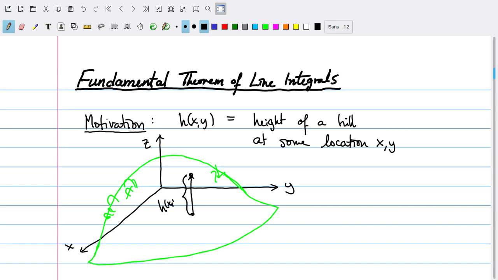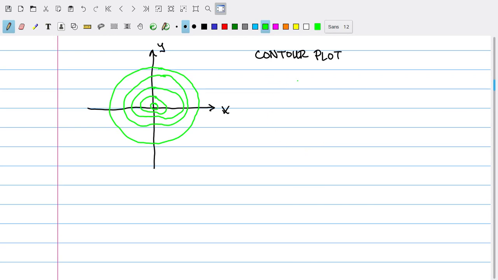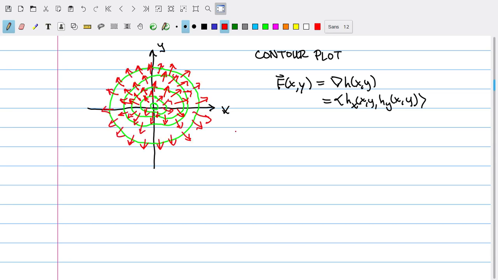We can also plot this as a contour plot in the x y plane, where each contour represents a certain level curve of the hill. The vector field given by the gradient of h is then graphed as a collection of arrows which are orthogonal to these little contours locally. So they stick out like this. This presents us with a lovely little vector field.